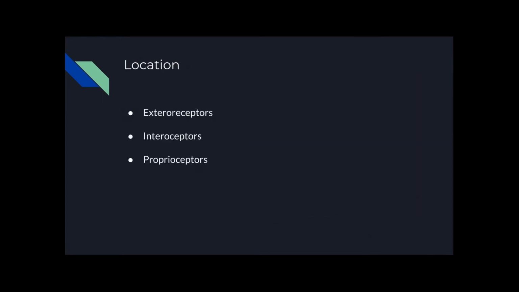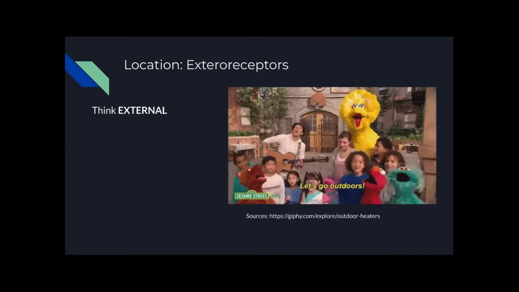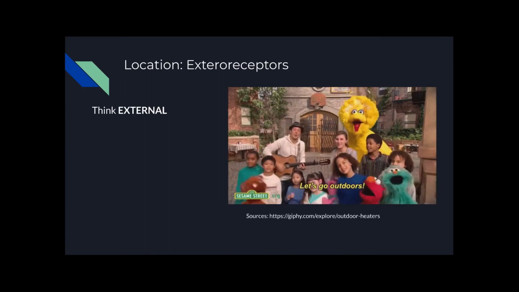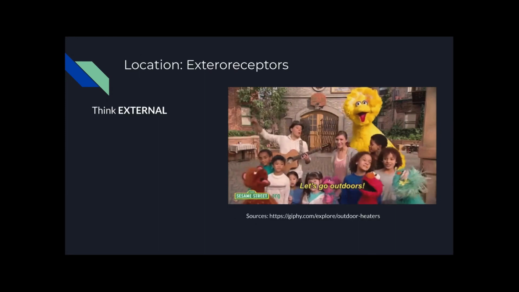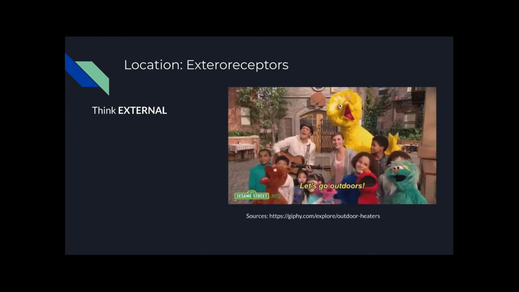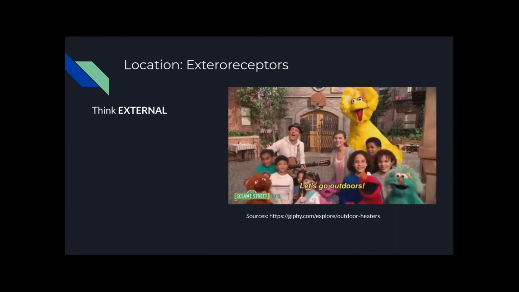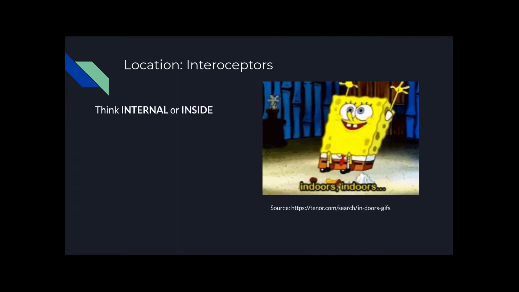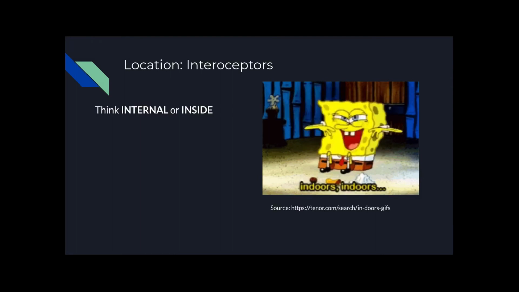So now I want to talk to you about the classification based off of location. This includes our exteroreceptors, interoreceptors, and proprioceptors. Whenever I think of exteroreceptors, I think external or outside, because these are the receptors that are responsible for sensing changes in our external environment. These could be skin receptors that respond to touch, pressure, pain, or changes in temperature, or even a majority of our special sense organs.